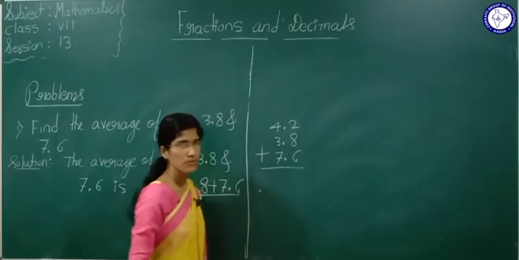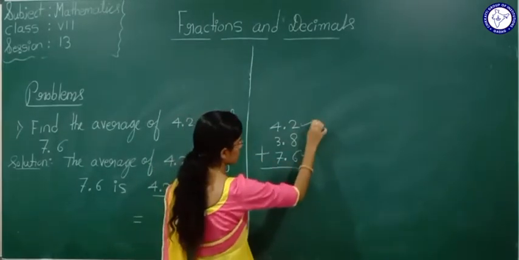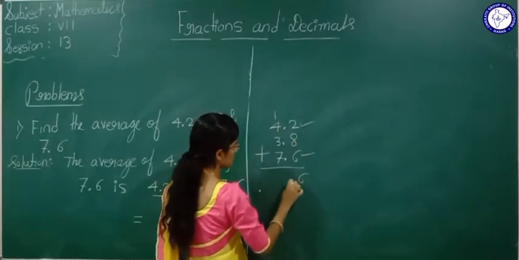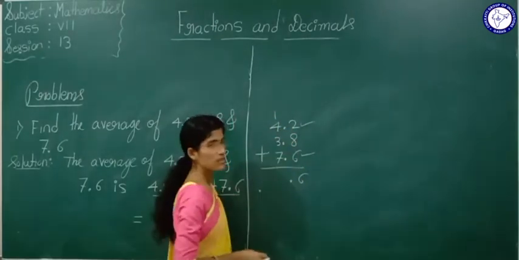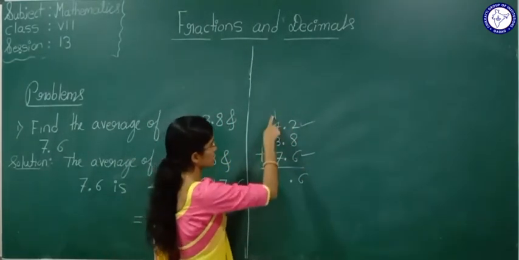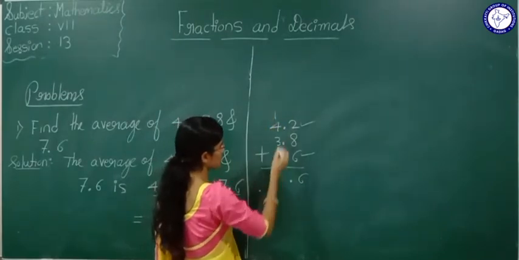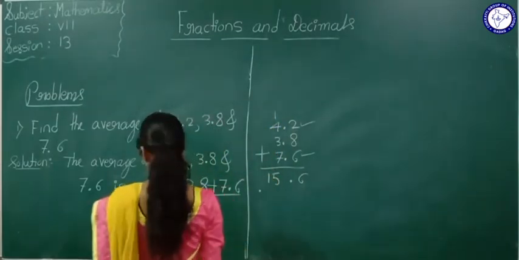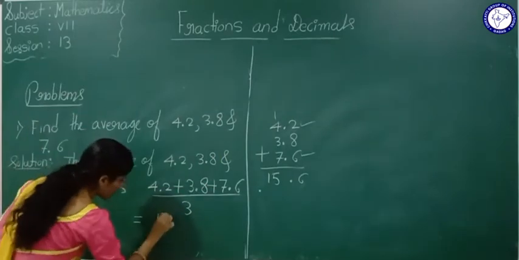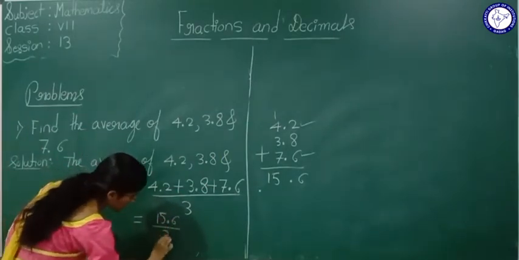Do the addition. 6 plus 2 is 8. 8 plus 8 is 16. 7 plus 3 is 10. 10 plus 1 is 11. 11 plus 4 is 15. It is 15.6. What is 15.6 divided by 3?